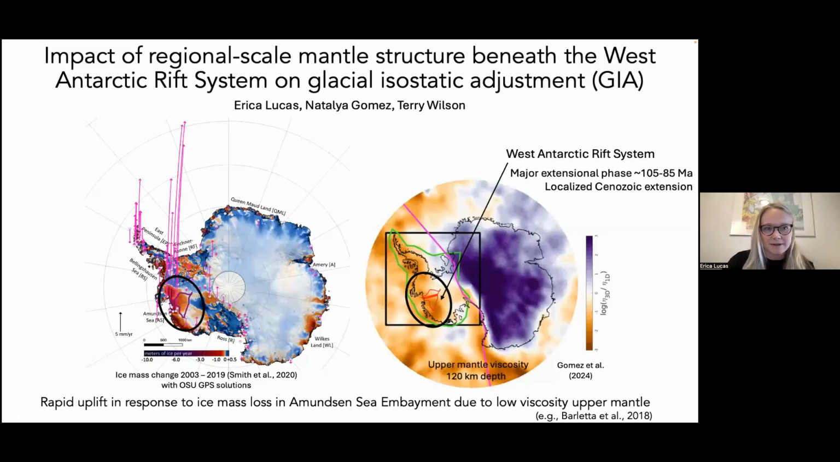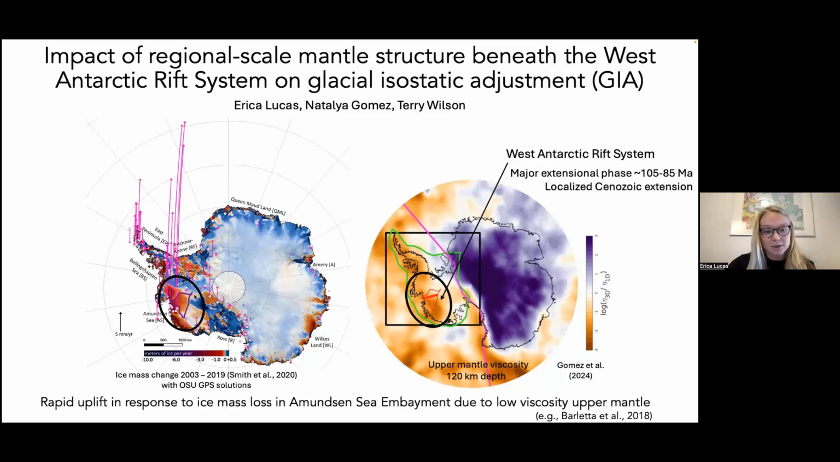Today, I'll talk about some of my recent work in which I've been looking at the impact of regional scale mantle structure beneath the West Antarctic Rift System on glacial isostatic adjustment, or GIA. This is a map of ice mass change from 2003 to 2019 across Antarctica. The reds are areas with more ice mass loss, whereas blue is ice mass gain, actually. So a lot of the ice mass loss has been really focused in West Antarctica and more particularly in the Amundsen Sea embayment region.